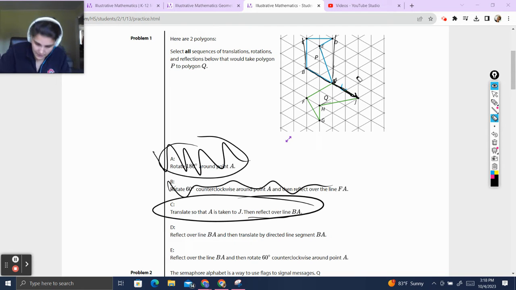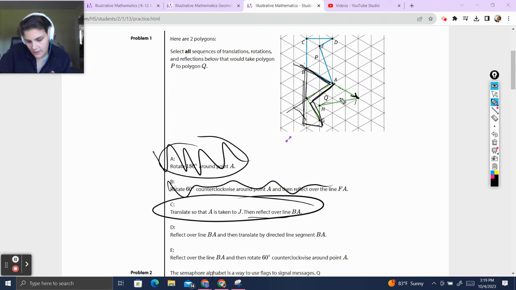And again, I do realize that I'm not using tracing paper, but starting to visualize these is an important part of this process. D, reflect over line BA, then translate by directed line segment BA. So we're going to flip over BA, which means this line right here. So this guy is going to come down, this guy is going to be up, and then he's going to come over this way. It's going to be like this situation.